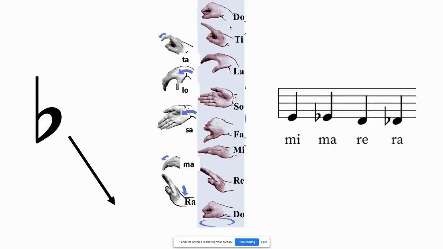And there's an L missing, sorry about that. A half step lower is sa. Half step lower is fa. And then we know there's already a half step between fa and mi. Mi with a flat is called ma. Half step lower is re. And then re with a flat is ra. And then we finish at do. So here's descending. Here's what it sounds like.